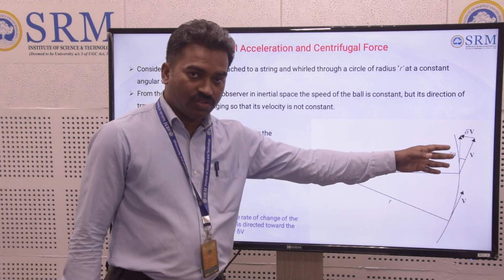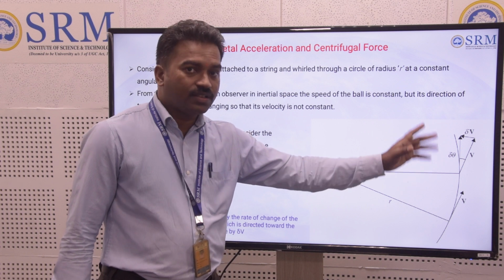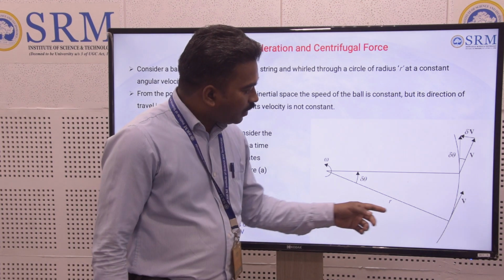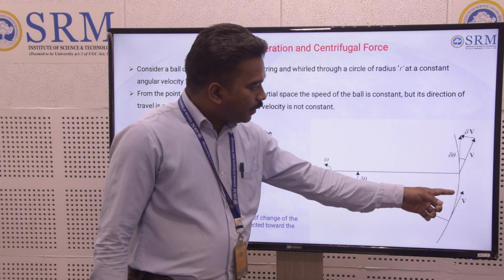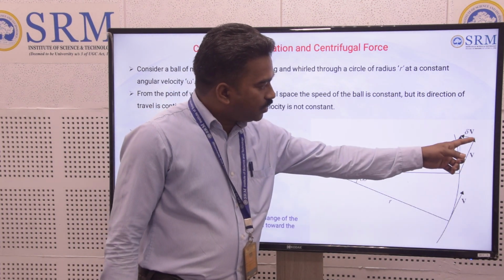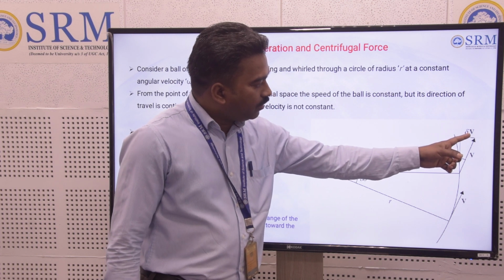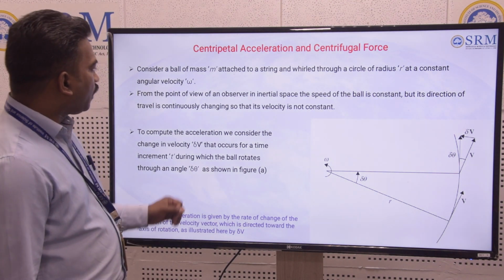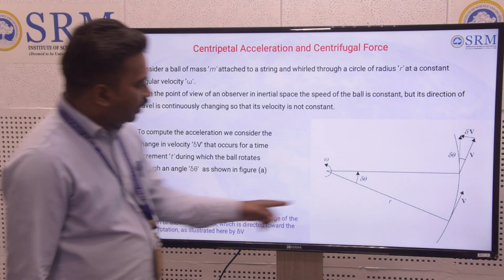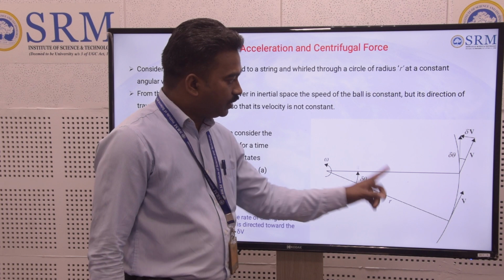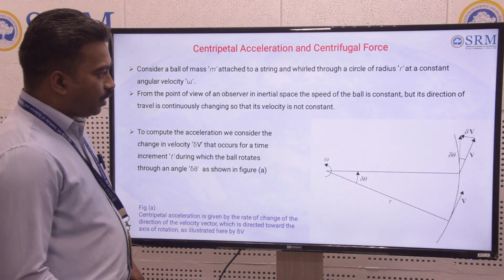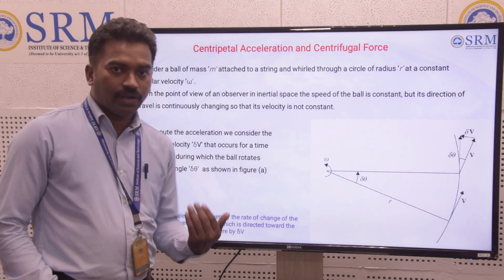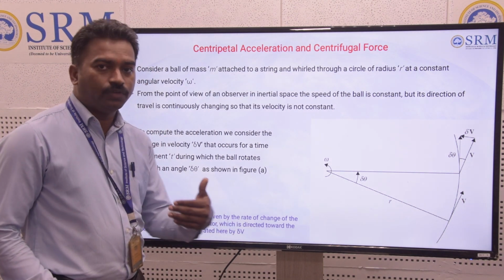and hence the velocity is not constant, meaning that after a time t, the velocity is v plus delta v, where the ball rotates through an angle delta theta during this time. Now we will try to compute the centripetal acceleration, which we call an inward acting force, and centrifugal force as an outward acting force.